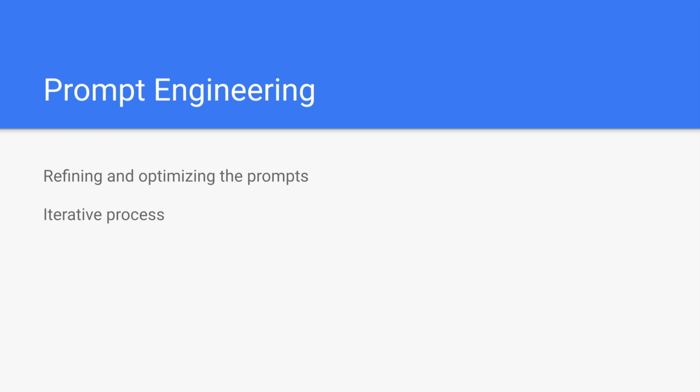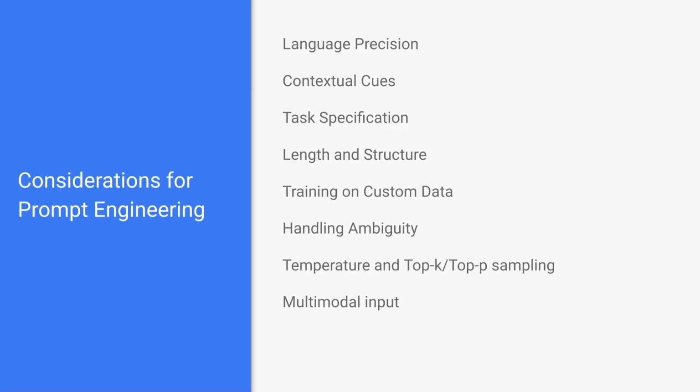This technique is called prompt engineering, and it is an iterative process where users experiment with different prompt formulations to influence the model's responses. Prompt engineering is an important topic. Prompt engineering in the context of LLMs, such as GPT models, involves several key aspects. Here are some considerations when working with prompt engineering for LLMs.